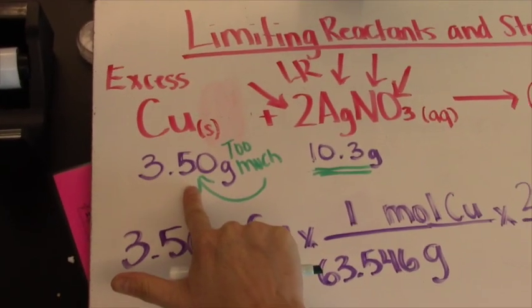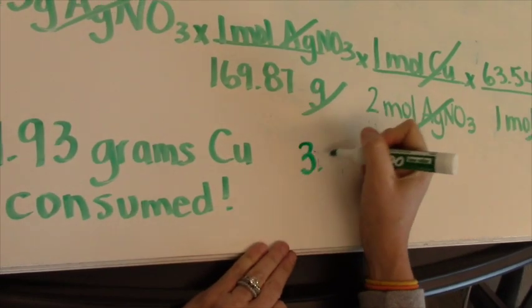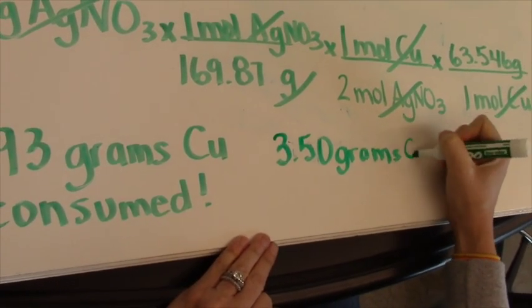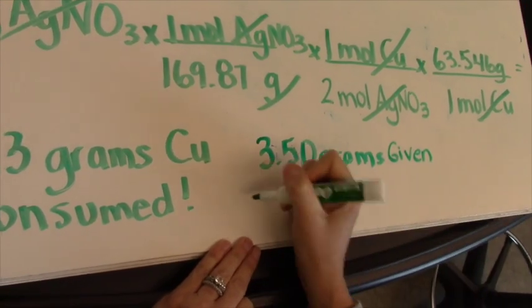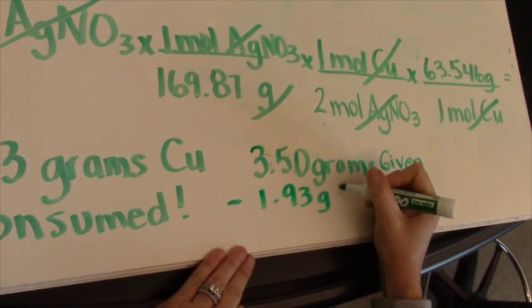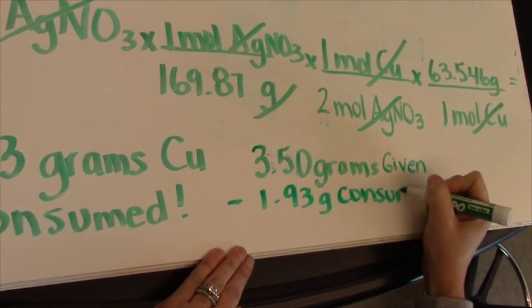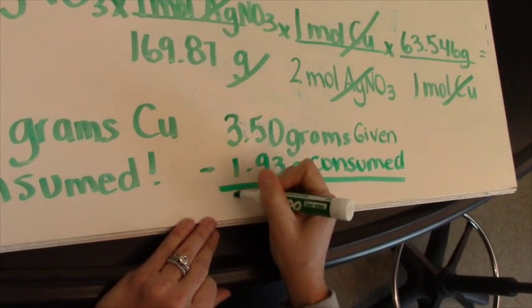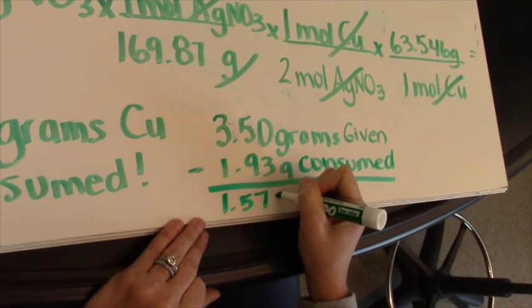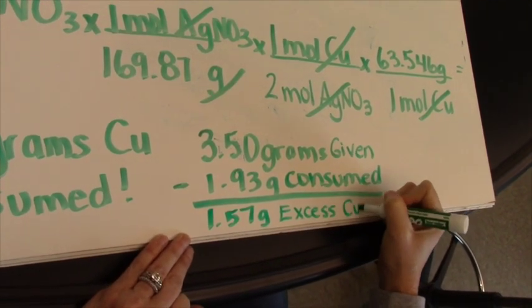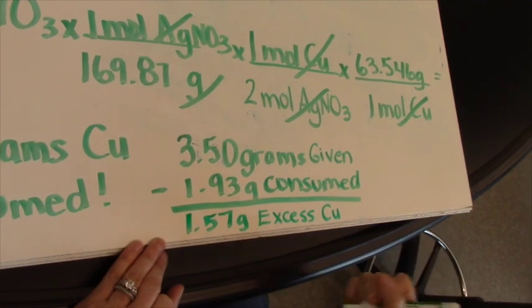And I started with 3.50 grams of copper. So to find out how much excess is left over, I simply need to subtract the amount consumed that I just calculated from the amount given, which is 3.50 grams. This will tell me how much excess is left. So if I do my simple subtraction on this and I watch my significant figures, I end up with 1.57 grams of excess copper after the chemical reaction has come to its end.